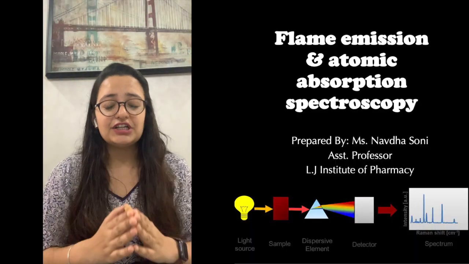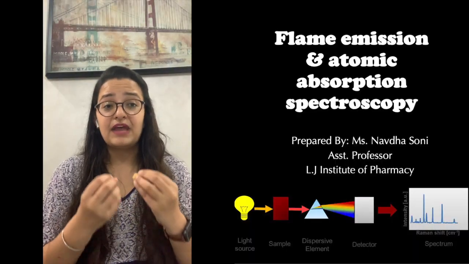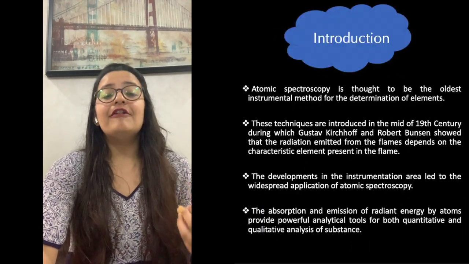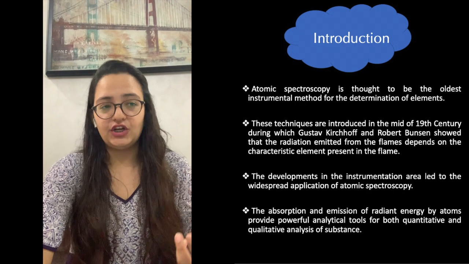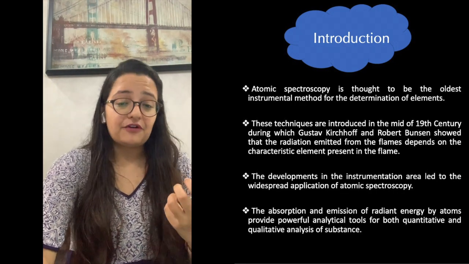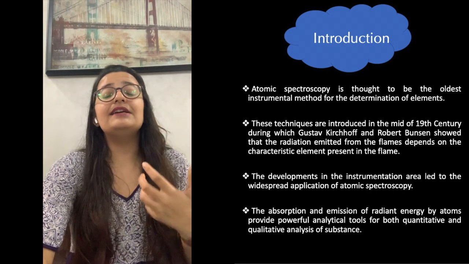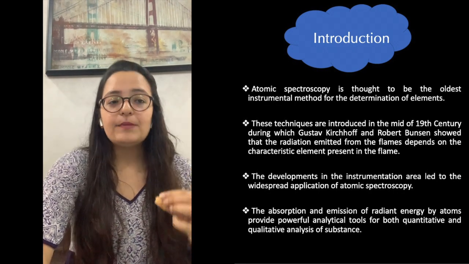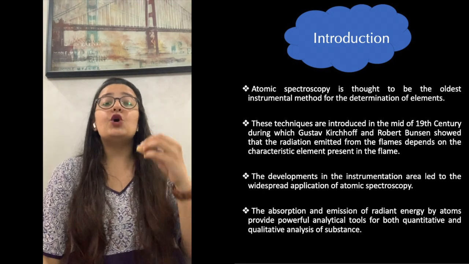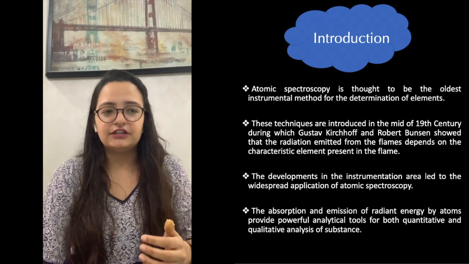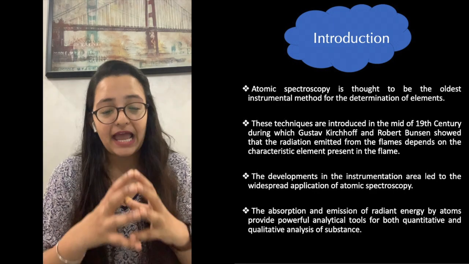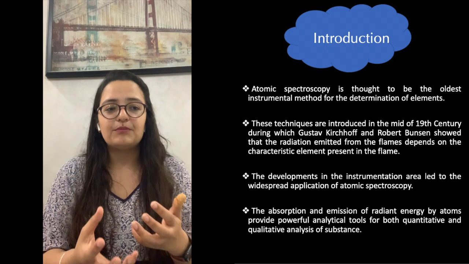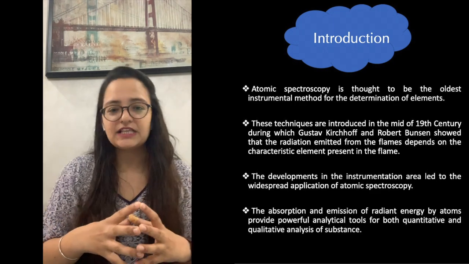In today's session, we will discuss flame emission and atomic absorption spectroscopy. So, first starting with the introduction. First of all, one question will arise: what is atomic spectroscopy? Atomic spectroscopy is the oldest instrumental method for the determination of the elements. When we want to determine the elements in a particular compound, we have to use atomic spectroscopy.